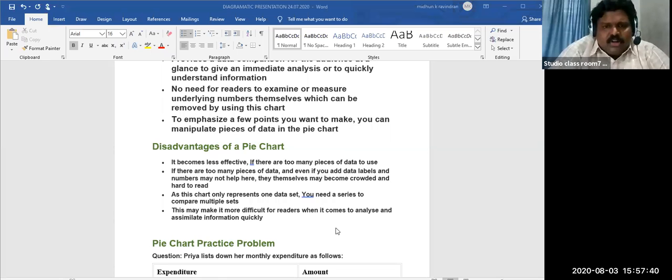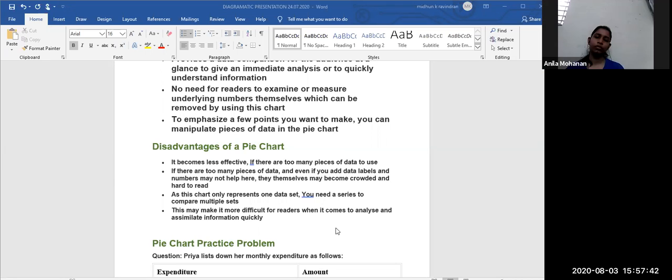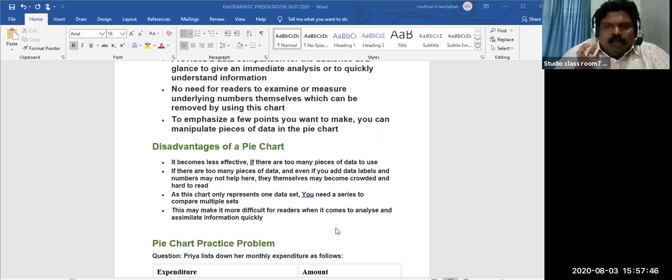As this chart only represents one data set, you need a series to compare multiple sets. So we are able to represent only one set of data through one pie diagram. If you want to compare different data, we need different pie diagrams.